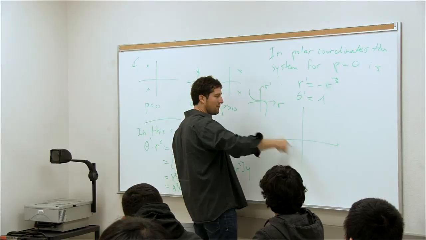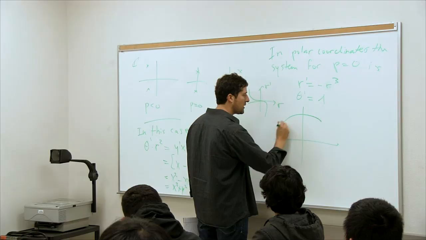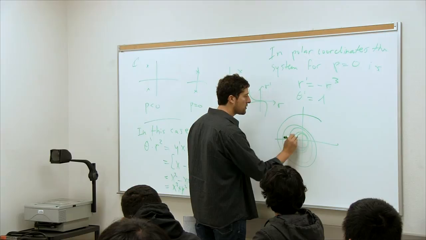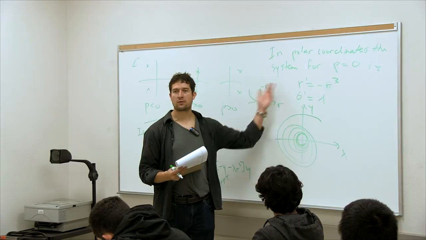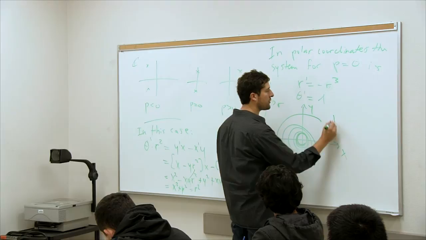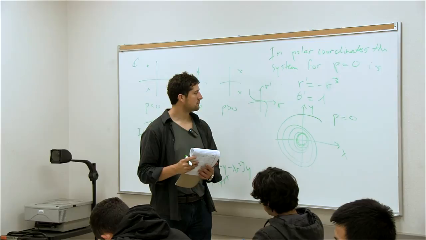The angle is always changing at the same rate. Okay, so you start, let's say here, and you start rotating always at the same rate, but becoming slower and slower, slowly converging towards zero. So this is really the phase diagram of the system. Whether you write it in rectangular coordinates or in polar coordinates, that's how it looks for p equal to 0. Okay?